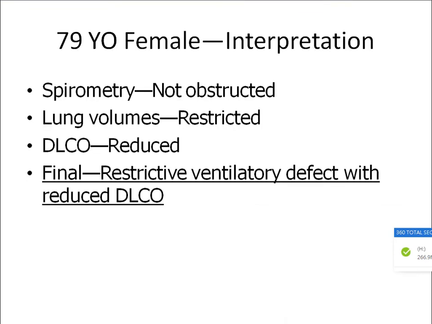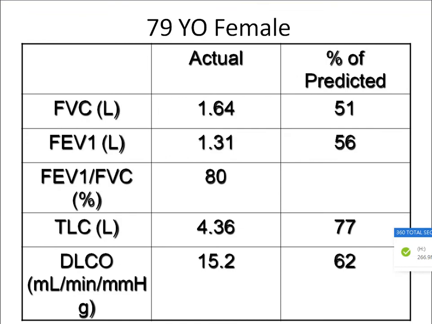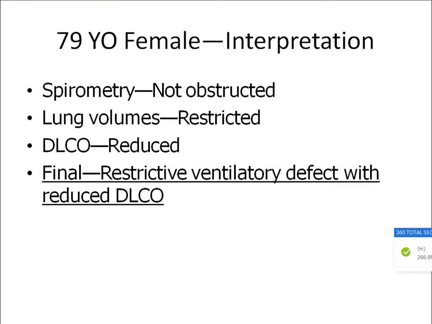The total lung capacity is 4.36, which is diminished. So forced vital capacity percentage is decreased to 51, and total lung capacity is also decreased. And DLCO is also decreased, to 62. So this is a restrictive pattern with reduced DLCO.